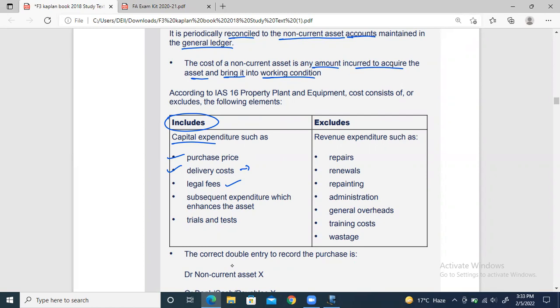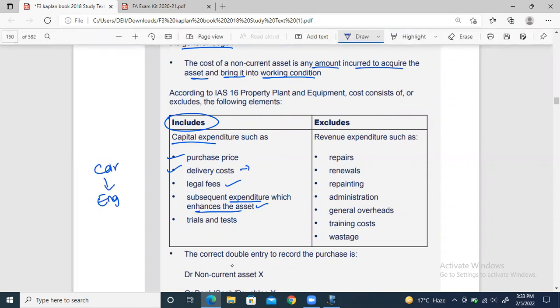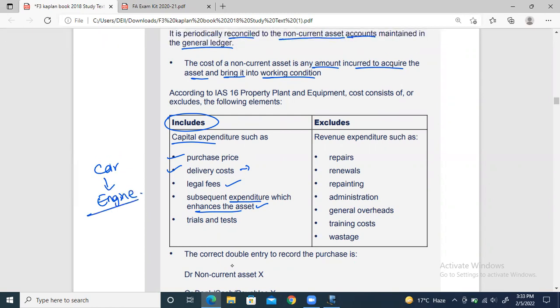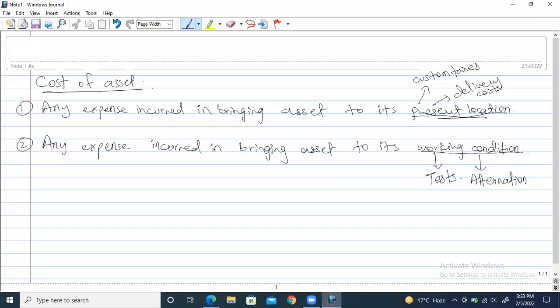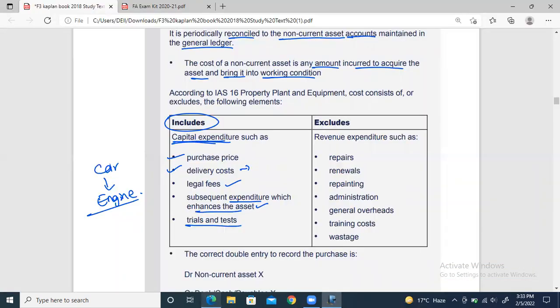Then subsequent expenditure which enhances the asset. Maybe we are purchasing a car and installing a new engine in it. It is increasing the life of the asset, so again it is a capital expense. Naturally, it will be included in the asset cost. Then obviously all kinds of trials and tests that I've discussed, which is working condition. This is important in bringing it to its working condition.